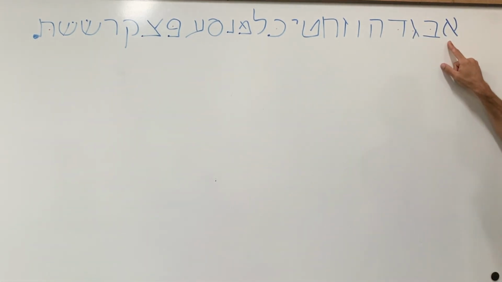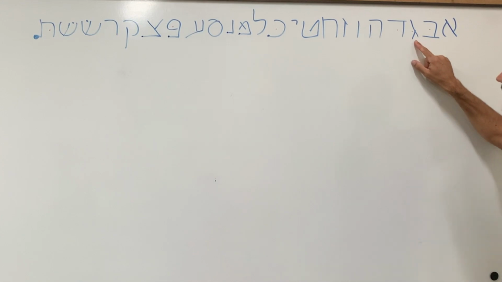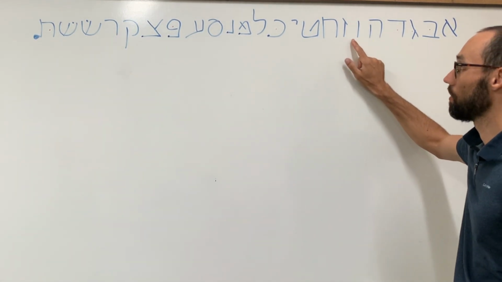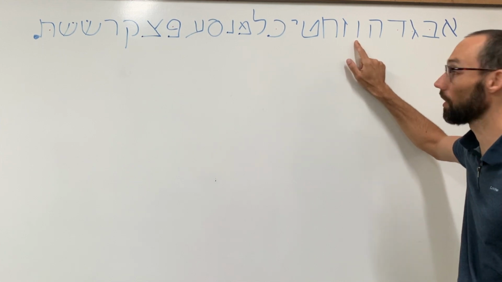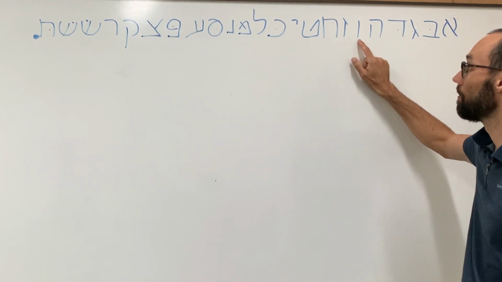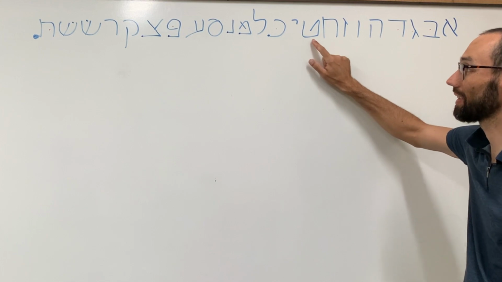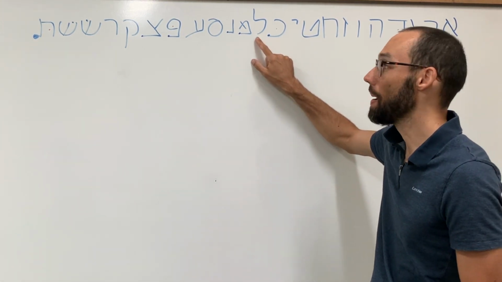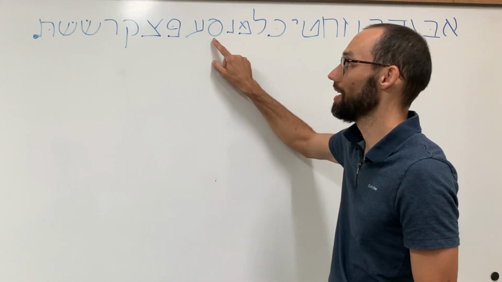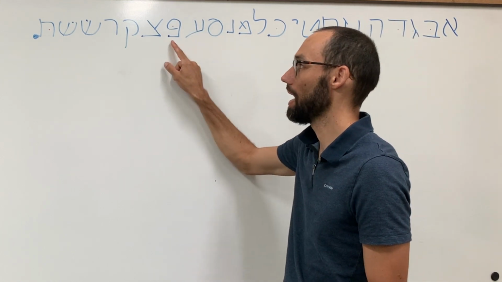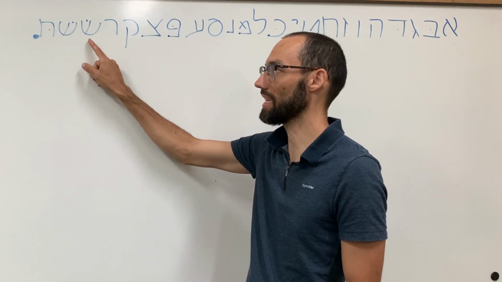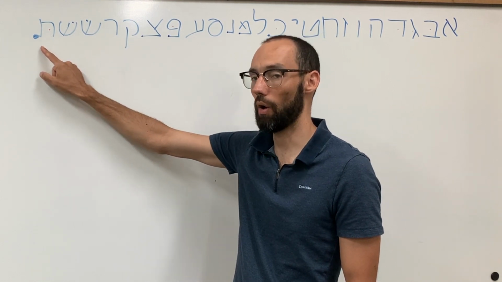Aleph, which makes no sound, Beit, Gimel, Daled, Hey, Vav, which can be a W sound as well. In ancient times it was. Vav, Zayin, Chet, Tet, Yod, Kaf, Lamed, Mem, Nun, Samek, Ayin, Pei, Tzadeh, Kof, Resh, Sin, Shin, Tau.